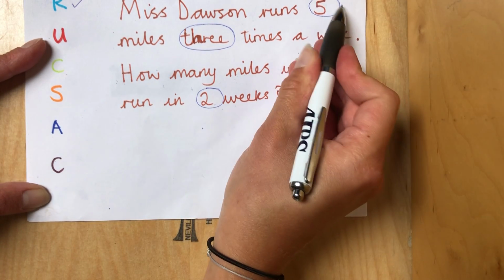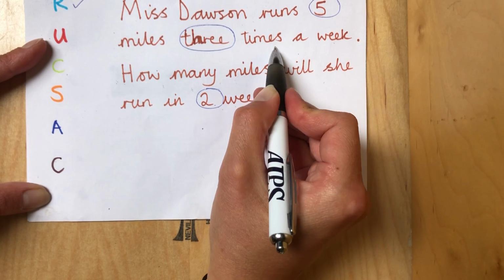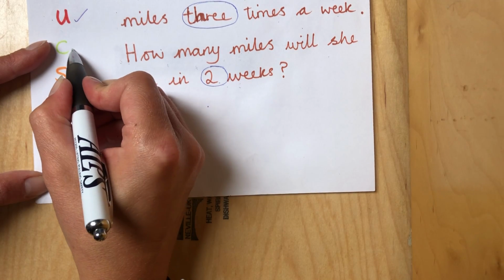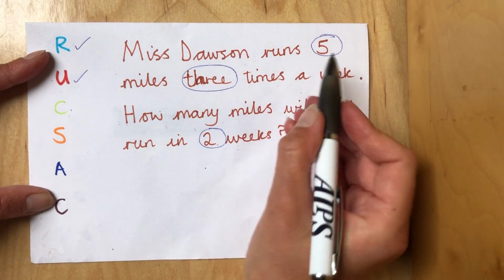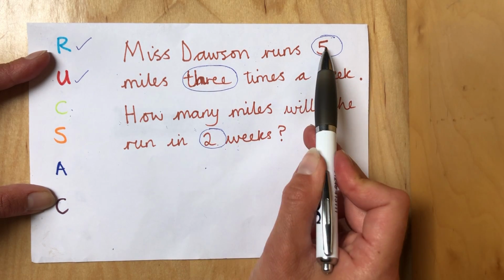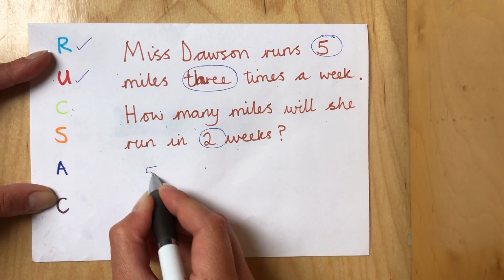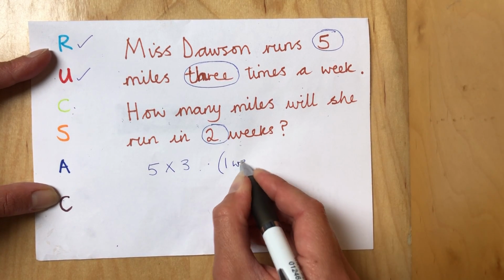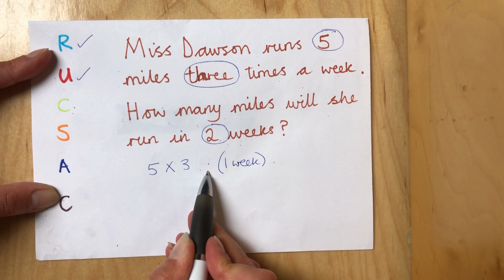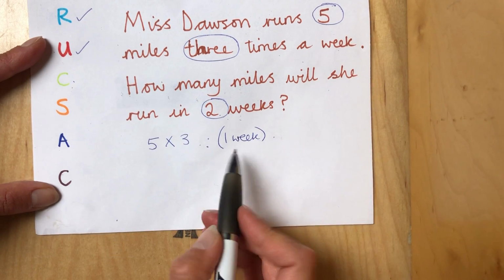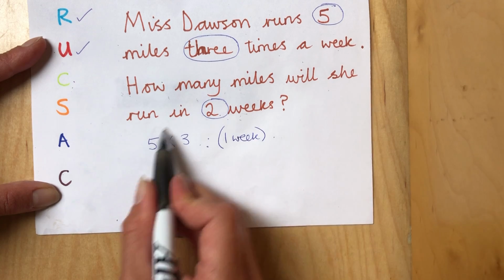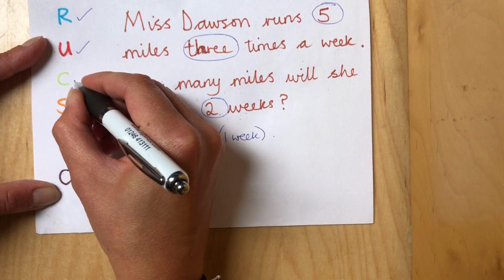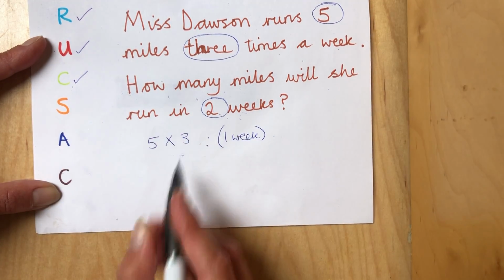Okay, so we need to work out how many miles she runs in 1 week, and then we'll be able to do the second part. So I understand it. Now I need to choose the correct calculation. So first of all, I know Miss Dawson runs 5 miles 3 times a week. So that's 5 lots of 3, and that will give us 1 week. So I know that 5 times 3 will give me 1 week, and then I will need to times this answer by 2 to find out the answer. So I have chosen the method. Now I'm going to solve it.